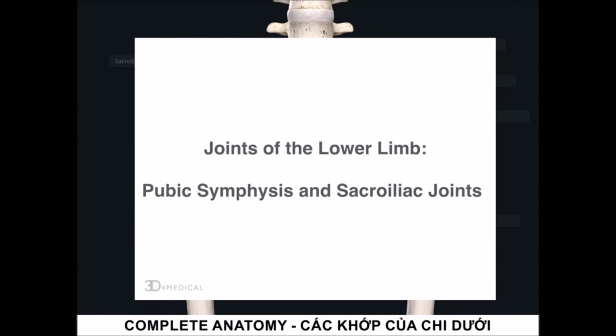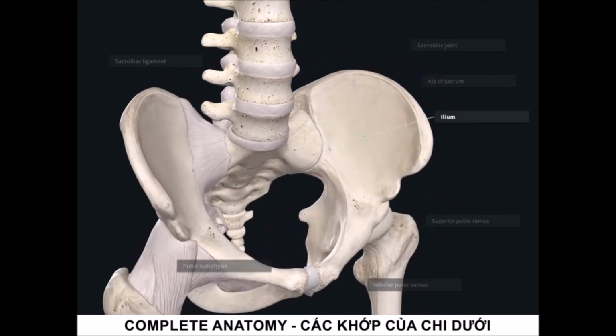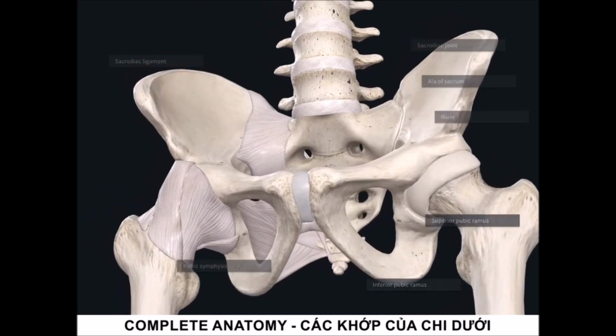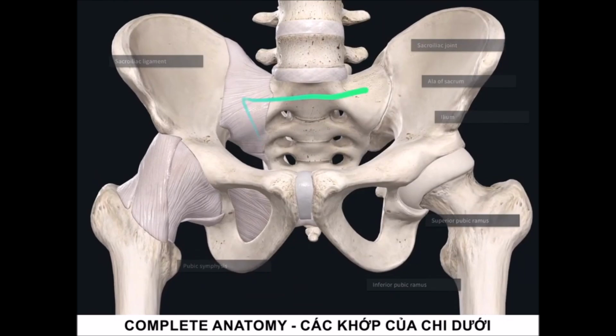Hello, Dr. Carter here. In this recording, we're going to be discussing the joints of the pelvic girdle, specifically the pubic symphysis and sacroiliac joint. Let's start by reorienting ourselves to the bones of the pelvic girdle. First, we have the hip bone, or os coxae, with its ilium, and a pubis region, which is divided into a superior pubic ramus and an inferior pubic ramus. Posteriorly, we have the sacrum here. The sacrum has wings, or alar.